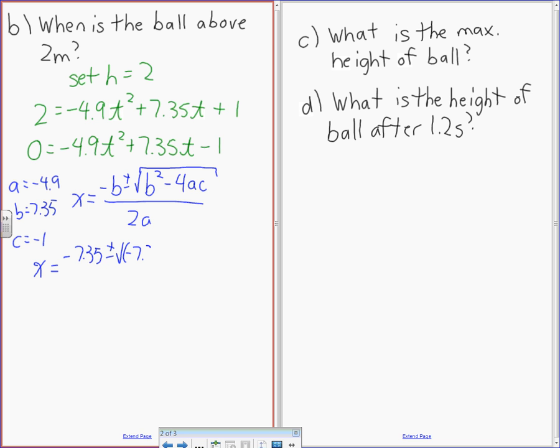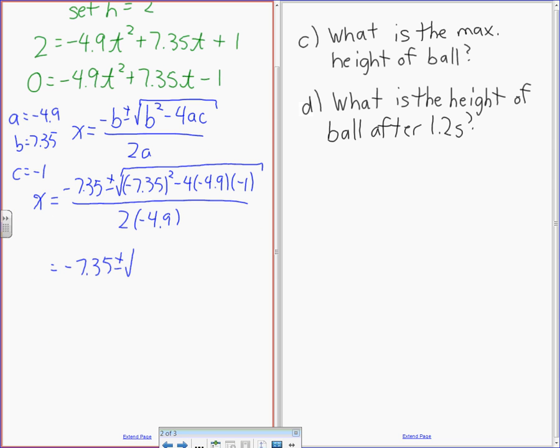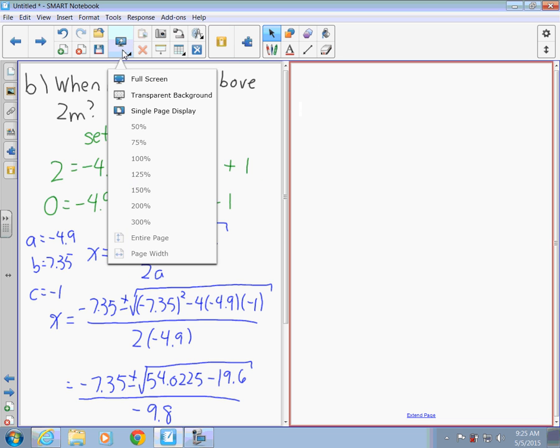Oh my goodness, hold on a second. I'll do this first. Give me the numbers here in a second. Sorry, go ahead. Negative 7.35 plus or minus the square root of 4.0225 minus 19.6. I have to go to the next board here because I'm just kidding myself.